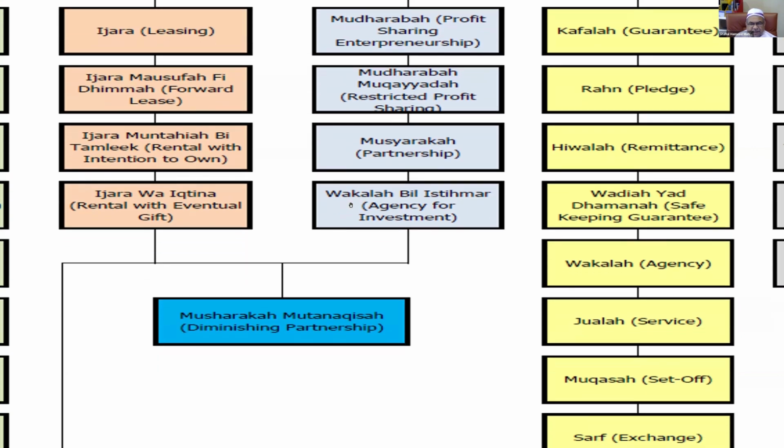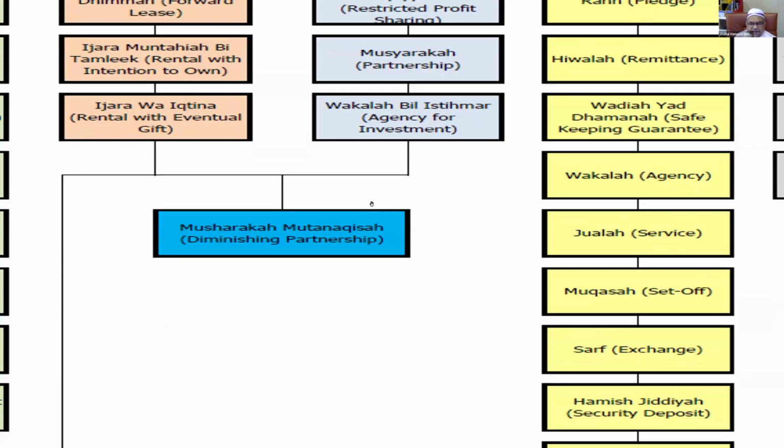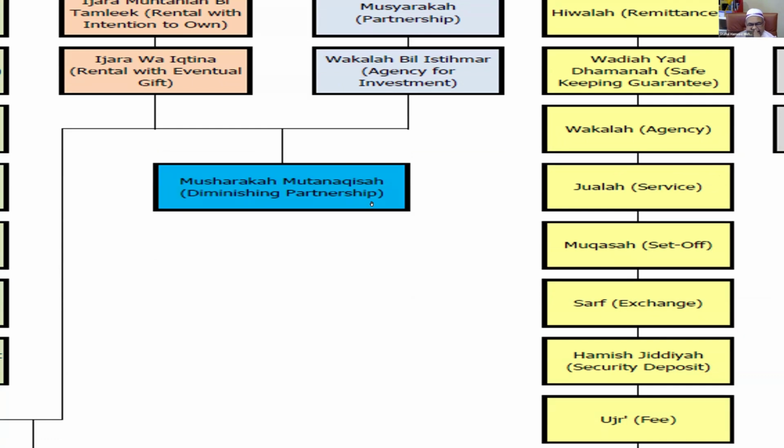And Musharaka Mutanaqisa is a diminishing partnership. When two people join together, let's say you want to buy a house, I put 10% to buy the house and bank put 90%. Slowly, as I pay the installment, part of the ownership of the bank will be transferred to me. And maybe in 25 years, I will own the house just by paying the installment plus a little bit more for the capital.